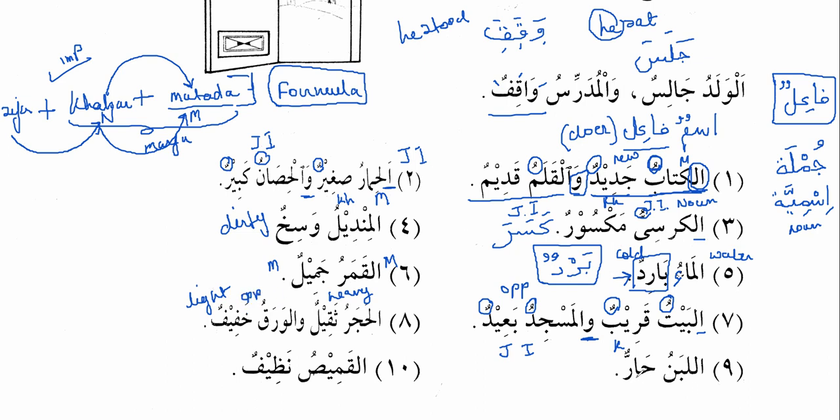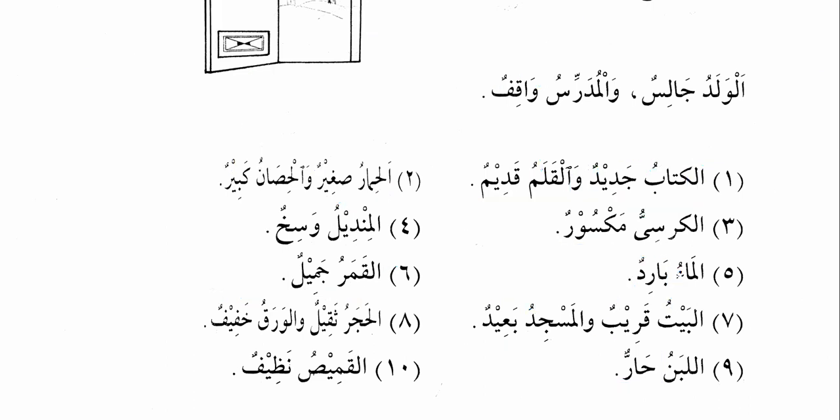Al-laban harun. Har is opposite to barid. Harun means hot. And al-qamis nazif. Nazif means clean. Clean is opposite to wasikhun. So you have a lot of opposite words and new words here, vocabularies. You can build up your vocabulary in this lesson.